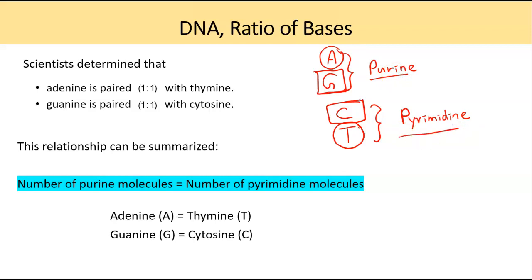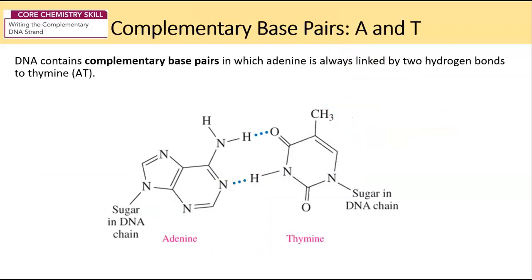So this relationship has been determined experimentally when analyzing DNA molecules. And then finally, we can say that the number of adenines equals the number of thymines and the number of guanines equals the number of cytosines. So how would this be possible? This is possible when complementary base pairing occurs between two single strands of DNA.